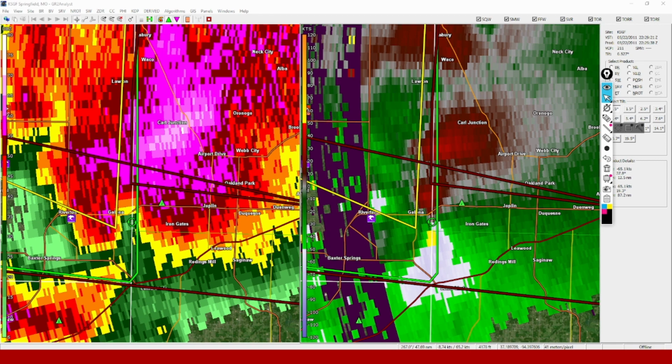The data I'm using is from the 2011 Joplin tornado. A few facts about that: 161 people died in the Joplin tornado. Nearly 1,000 were injured, and it was the deadliest tornado to occur in the United States since 1947. With that in mind, we will be using the data from this tornado to help you learn how to track these storms and know what exactly is going on.